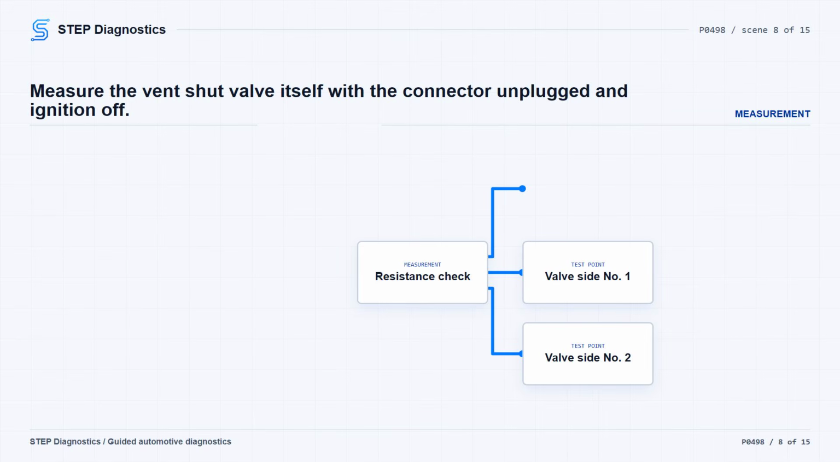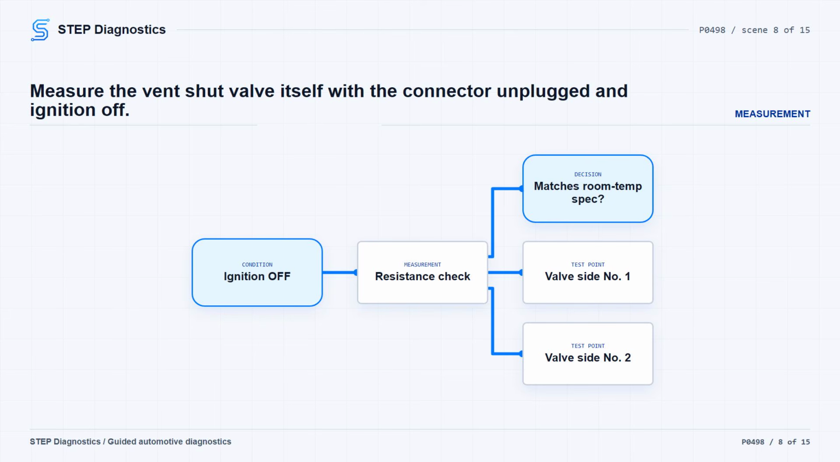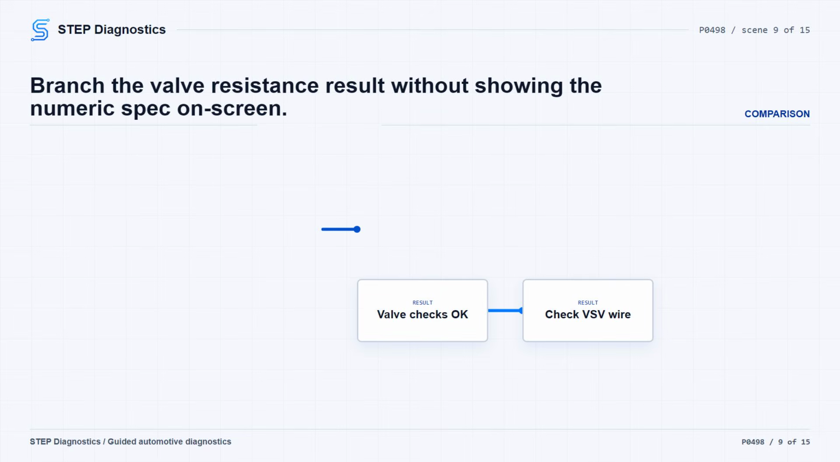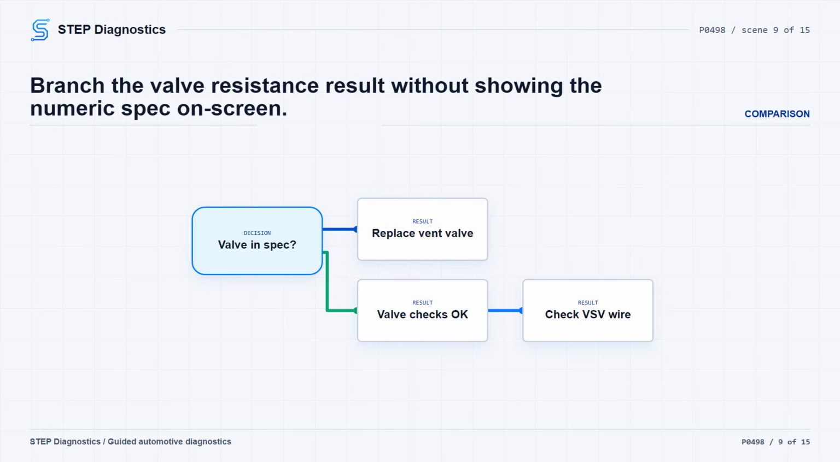With the EVAP canister vent shut valve connector still disconnected, measure resistance across the valve side of the 2P connector between terminal No. 1 and terminal No. 2. At room temperature, the valve should measure about 25-30 ohms. If it does, the EVAP canister vent shut valve is OK and you continue to the VSV control wire checks. If it does not measure about 25-30 ohms at room temperature, replace the EVAP canister vent shut valve.